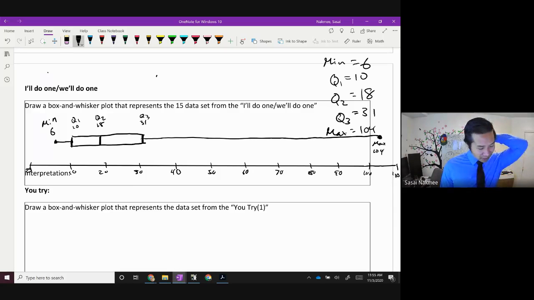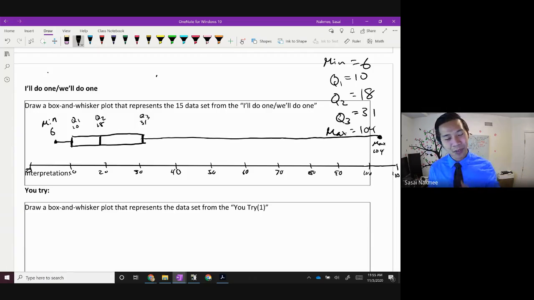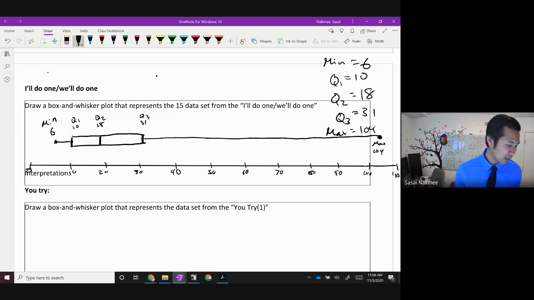We'll do the You Try next time, and I'm just going to show you how to do it on a website. Your TI calculator does it, but it's a little weird on there. If you're comfortable doing it by hand, just do it by hand. But when we get larger numbers and you don't want to calculate Q1, Q2, and Q3, you can plug it into a program, and it will do the five data points and the box and whisker plot for you. When we start the group project, you can do that with your data.